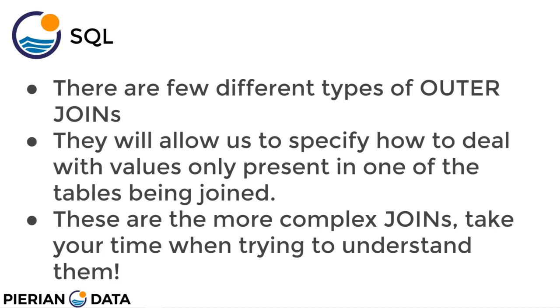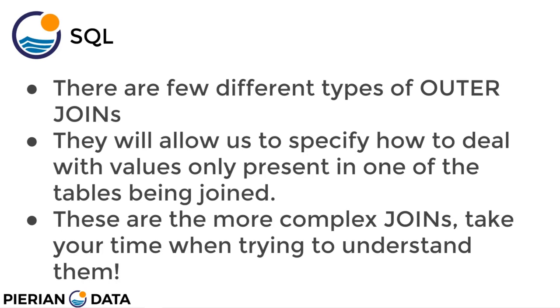So as I mentioned, there's a few different types of joins, and one of the subsets of these types of joins are outer joins. And there's actually a few different types of outer joins. Outer joins essentially allow us to specify how to deal with values only present in one of the tables being joined. And these are more complex joins than the simpler inner join, which is essentially the default join, where you only grab rows present in both tables.